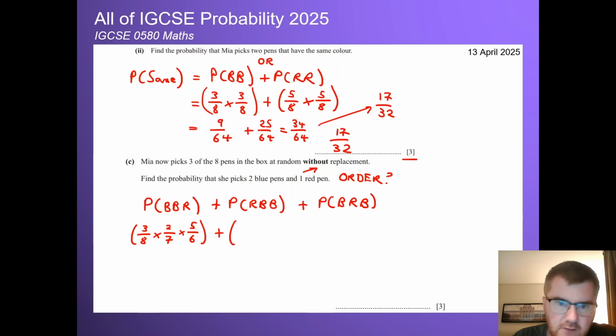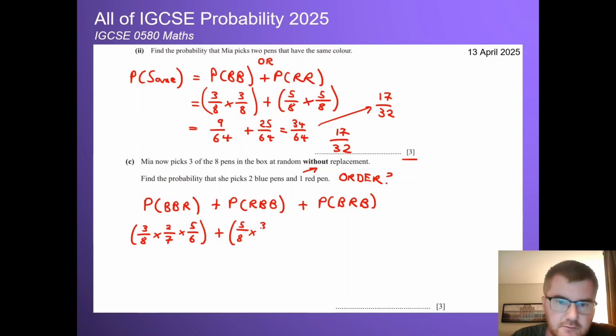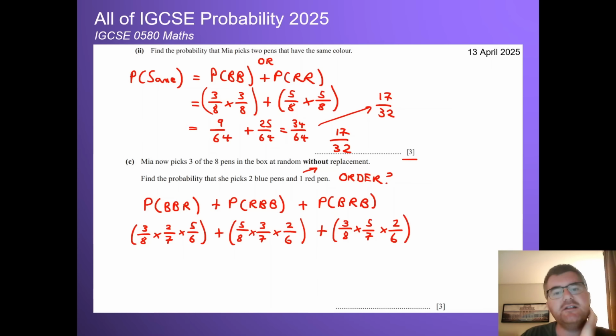And then we do the next one. So we have red here, so that's going to be 5 out of 8. Then we've got the blue pen, so that's 3 out of 7. Then we have the blue pen, so that's going to be 2 out of 6. Hopefully there's something you notice here as we do this question. And the last one, so we have blue, so that's going to be 3 out of 8. Then we have the red, so that's 5 out of 7. And then we have the next blue, so that's 2 out of 6. Notice these are all the same calculations. The 5s, 3s and 2s are all different ways round, but we still essentially have the same calculations.